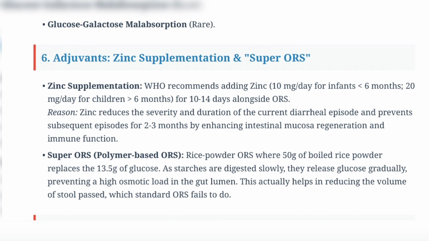Reason: zinc reduces the severity and duration of the current diarrheal episode and prevents subsequent episodes for 2 to 3 months by enhancing intestinal mucosa regeneration and immune function. What is the super ORS? Polymer based ORS, rice powder ORS, where 50 gram of boiled rice powder replaces the 13.5 gram of glucose. As starches are digested slowly, they release glucose gradually, preventing a high osmotic load in the gut lumen. This actually helps in reducing the volume of stool passed, which standard ORS fails to do.